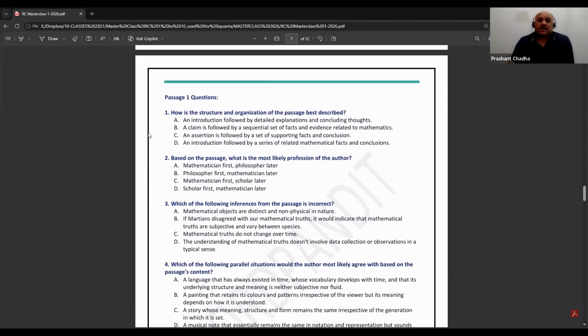First question, and we will do tone as well with it. How is the structure and organization of the passage best described? An introduction, a claim, an assertion, and introduction. What is an assertion?